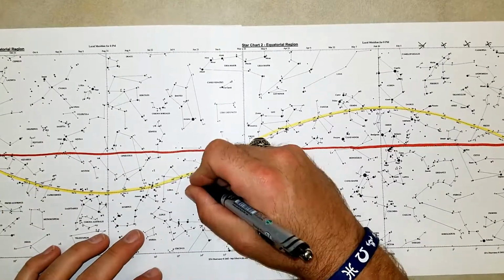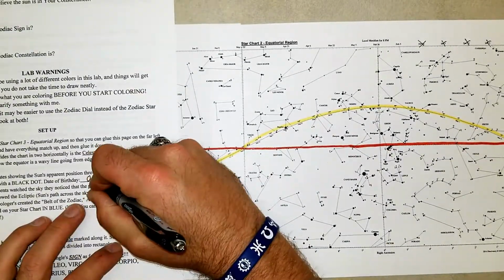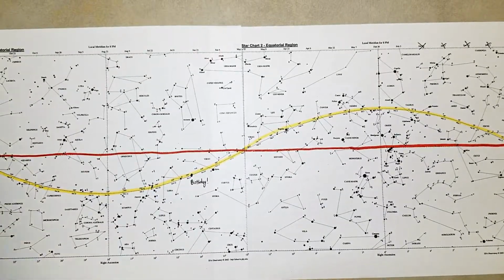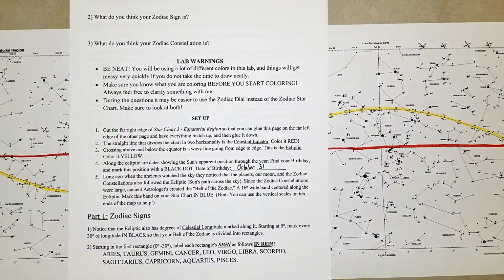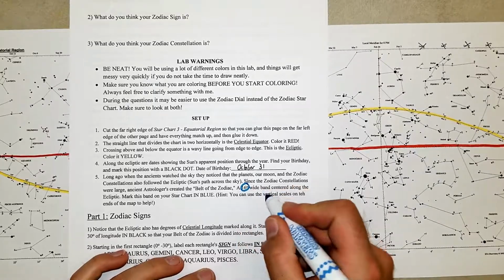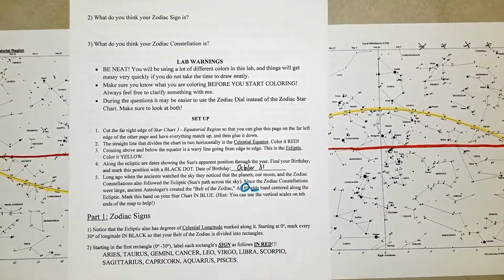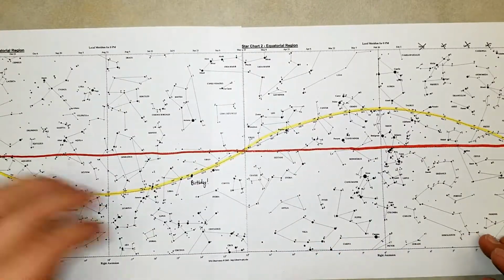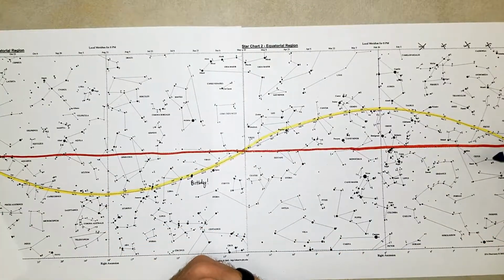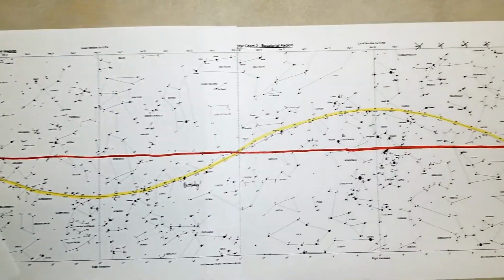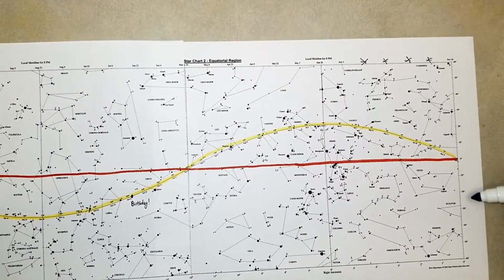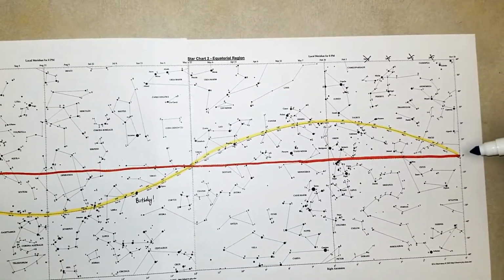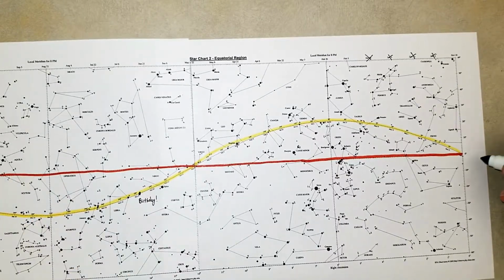Now that we've made our ecliptic, we have to find our birthday. So use those dates along the ecliptic, mark where your birthday is, and make sure to add it to your lab sheet. Once we've done this, we have to create our belt of the zodiac. So the zodiac belt is a 16-degree wide band that's centered along the ecliptic. Since it's 16 degrees wide total, but centered on the ecliptic, this means we need to go 8 degrees above and 8 degrees below the ecliptic.